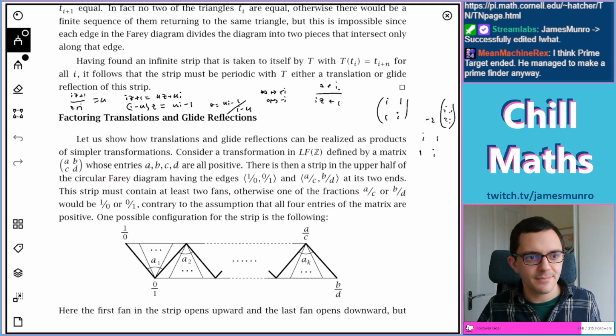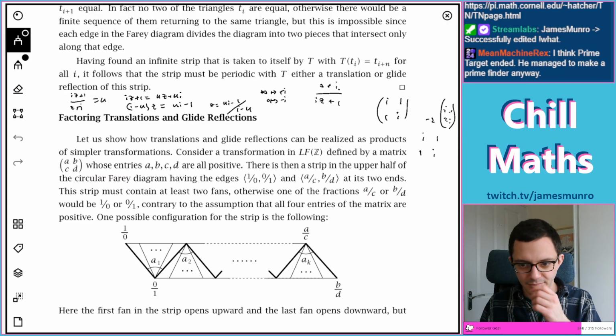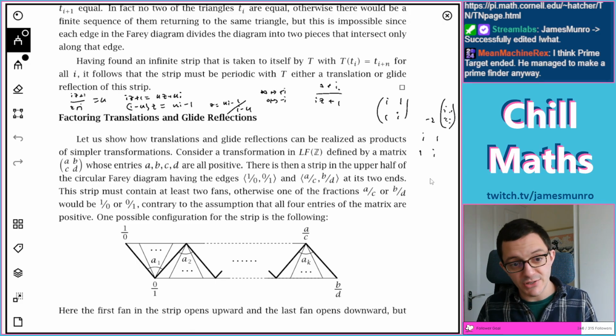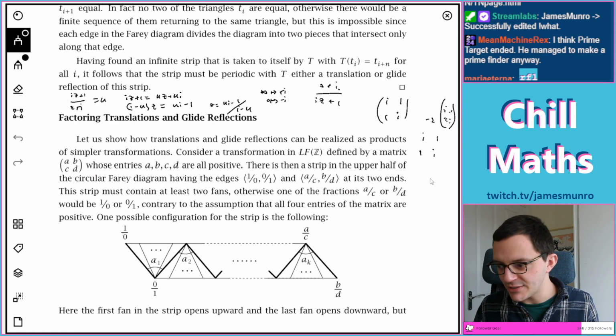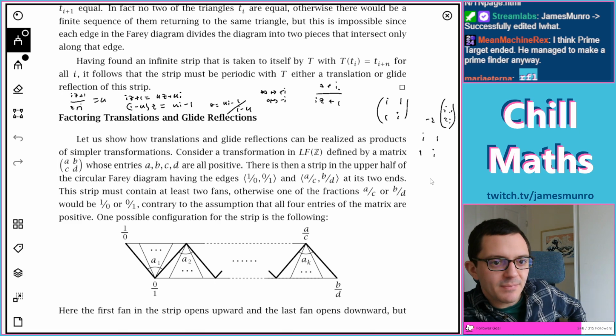Perfect. Okay, so we've been doing transformations on the Farey plane. Transformations on the Farey diagram to move around our continued fractions.